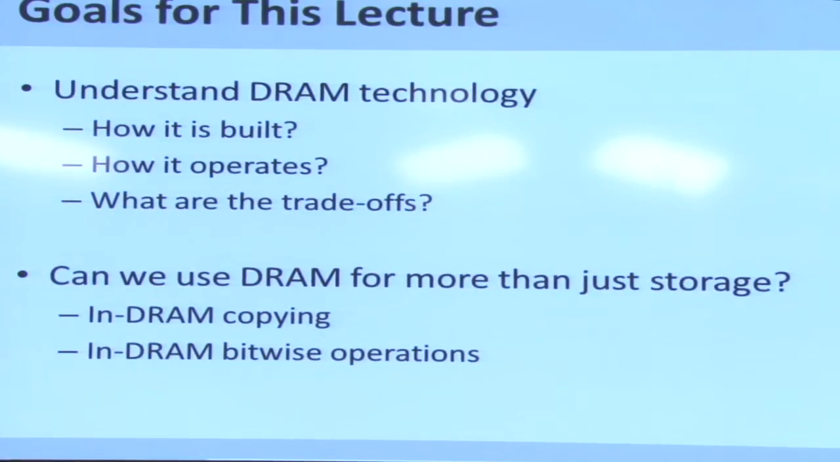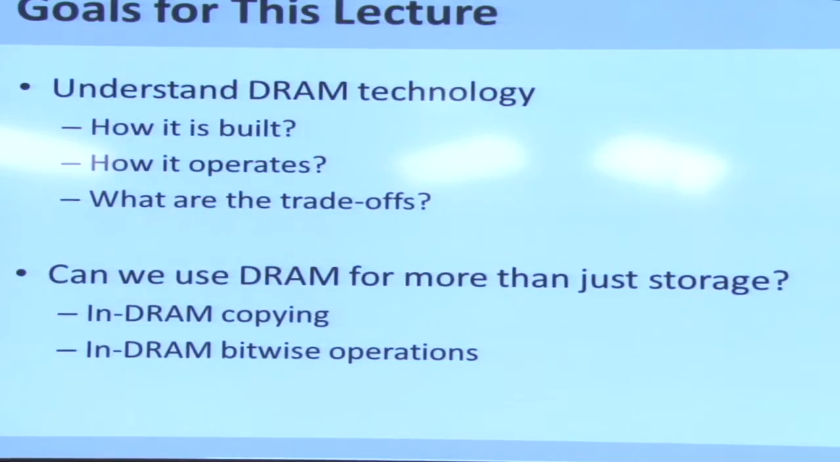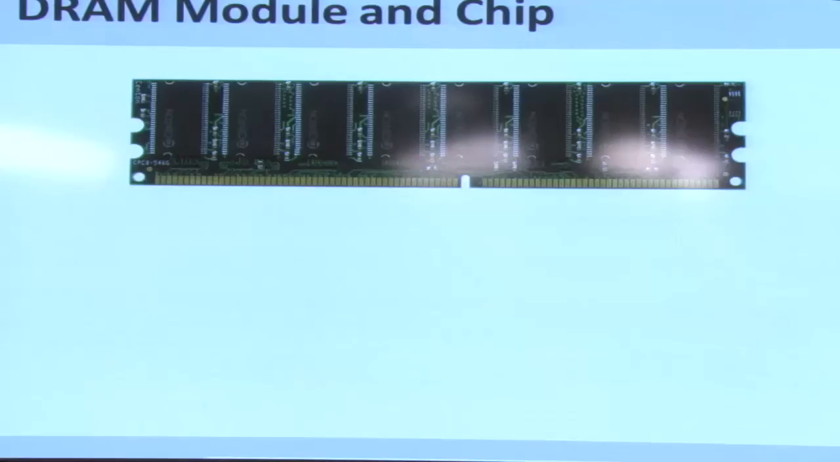So one is in-DRAM copying, which is something like what you suggested. Memory-to-memory operations completely within memory. And the second one is something out of the ordinary, in-DRAM bitwise operations. So we will look at how we can use DRAM as it's built today to do bitwise operations, specifically bitwise AND and bitwise OR operations. Okay, so these are the two goals. So at the end of the lecture, if you guys can explain how DRAM operates and talk a little bit about those two ideas, I'll be happy.